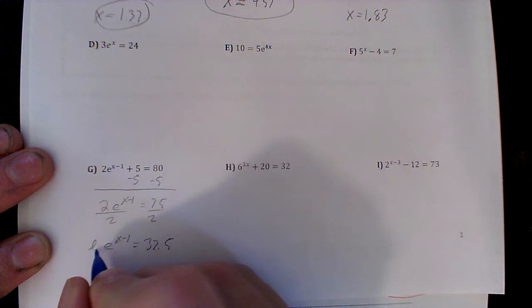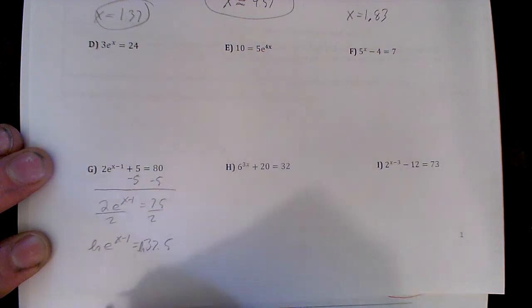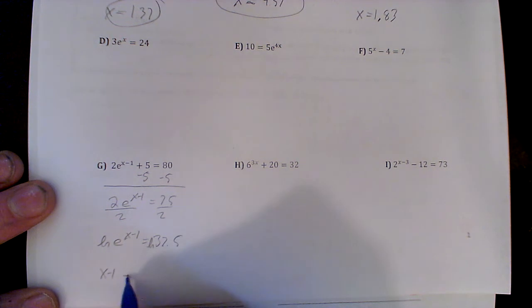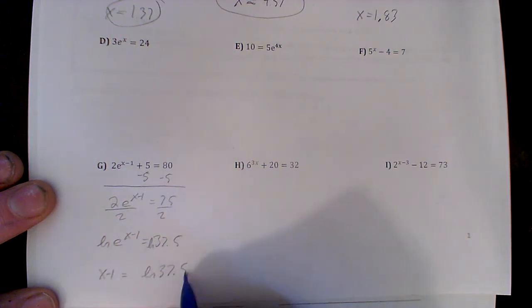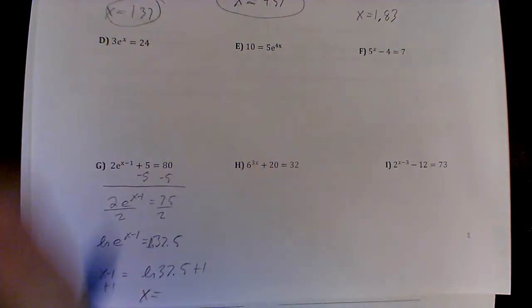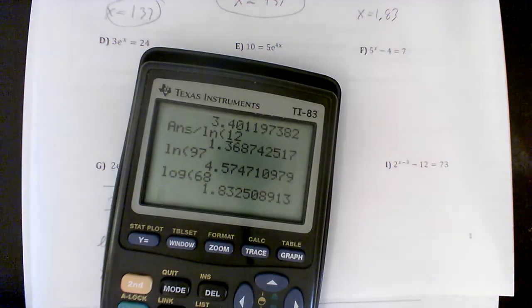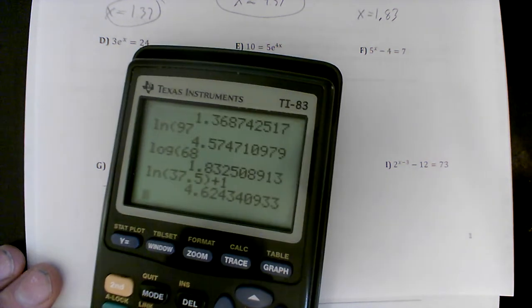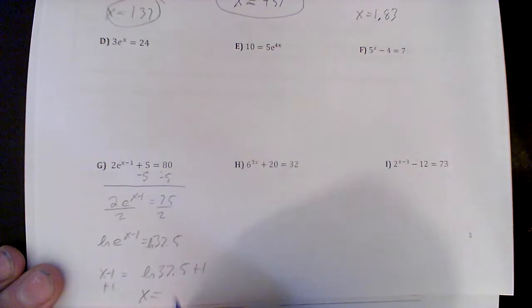And then I want to natural log both sides. And you get these cancel out, and the x minus 1 comes to the front. And we get the natural log of 37.5. And then I add 1 to both sides, and I'm going to get x equals whatever that is. So here I go. Natural log of 37.5, and my parentheses, I think we said plus 1. I hope we did anyway. And it looks like about 4.62.